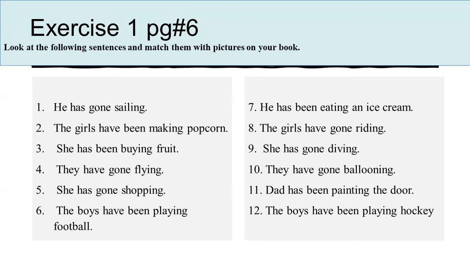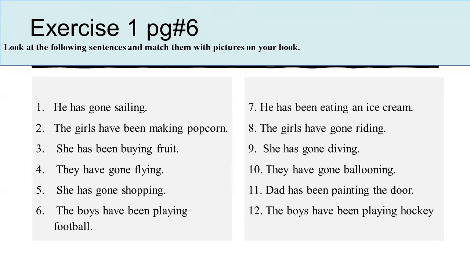Number 4, they have gone flying. Number 5, she has gone shopping. Number 6, the boys have been playing football. Number 7, he has been eating an ice cream. Number 8, the girls have gone riding. Number 9, she has gone diving. Number 10, they have gone ballooning. Number 11, Dad has been painting the door. Number 12, the boys have been playing hockey.